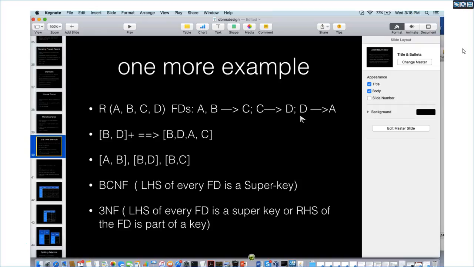The question is whether this is in 3NF or not. If these are the keys, and if we apply this rule of 3NF, this is in 3NF. Okay. Right. This is in 3NF. If this is applied, for example, look at C and D. D is part of the key. D and A is part of the key. So suddenly the LHS of every FD is a super key. The RHS of the FD is actually a part of the key.